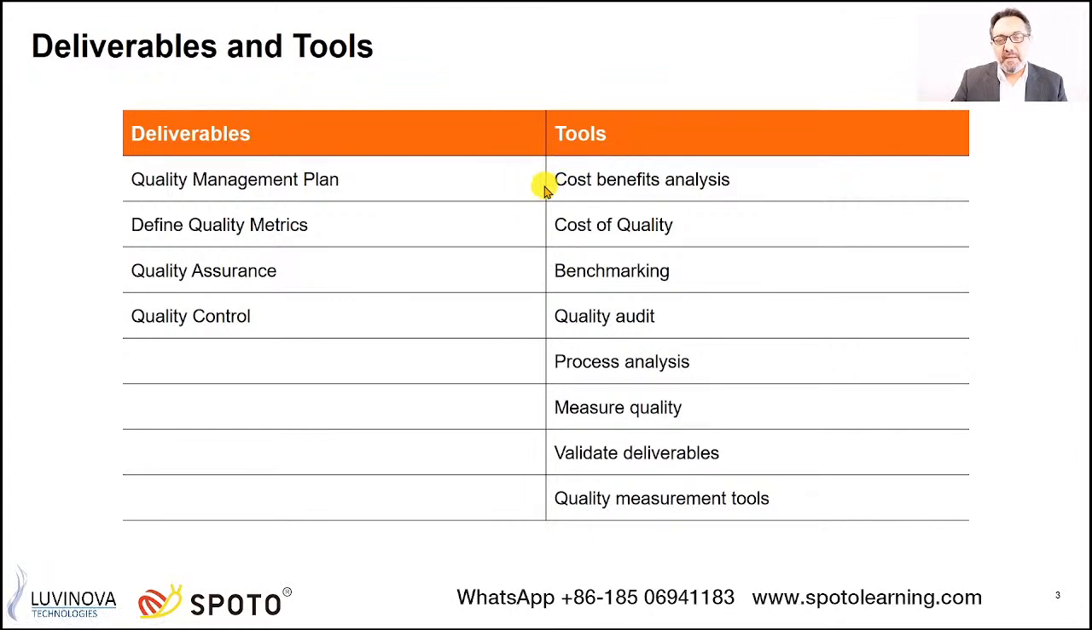Cost benefit analysis. Cost benefit about the quality itself, the cost of the quality activities versus the benefit expected. Because in general, quality means cost. We are going to cover that, of course. And the cost of quality, we are going to discuss what type of cost we might have in our project just to meet the quality requirements. And benchmarking, one of the tools. Quality audit, of course. Analysis of the business process that you are following to see how we can improve. Measure the quality, validate your deliverables, and quality measurement tools. So these are very interesting tools and techniques.